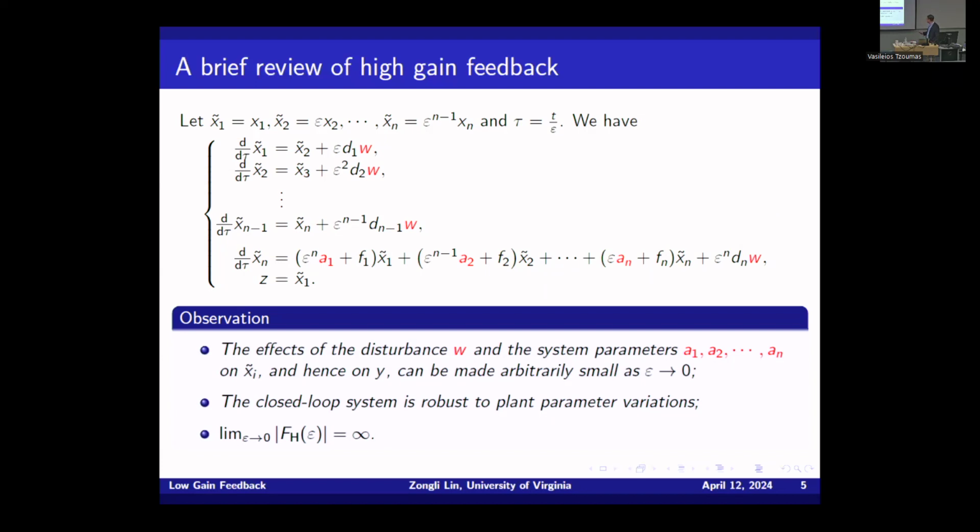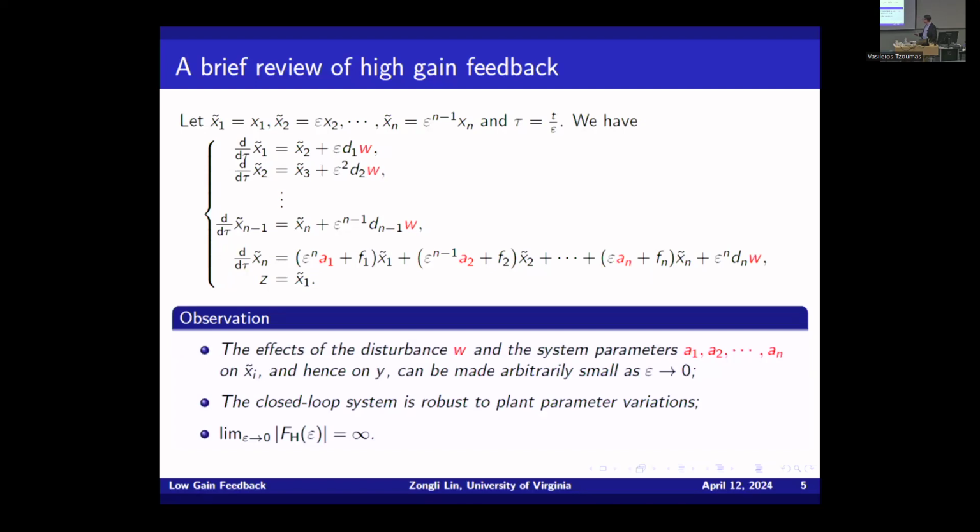And the things we don't take into account in the design are A1, A2, An. These are the open loop parameters, right? But you can observe here, everything that we don't like, W and A here, all of them are multiplied by at least epsilon, right? So that means, if I make my epsilon small, the effect of this disturbance and the effect of these open loop parameters will become small. So that's why high-gain feedback is robust against disturbance and also against parameter uncertainties, right? And that's basically, I think, the essence of high-gain feedback.